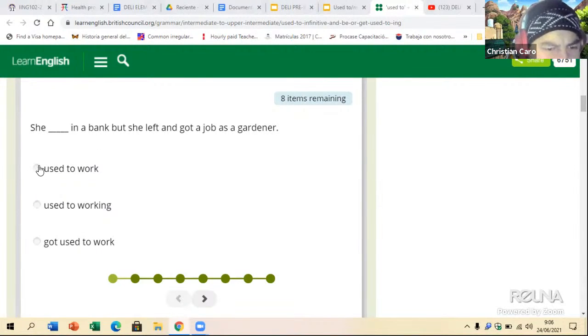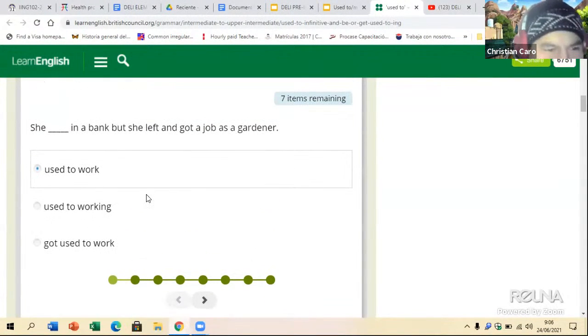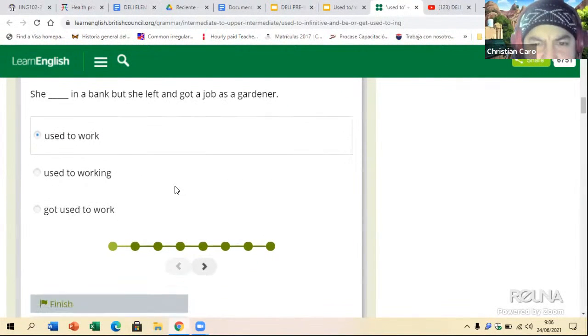Okie dokie. I guess this is going to show the right choice immediately. I know at the end, yeah, we're going to double check at the end. She used to work in a bank. Sounds good anyway. All right, the next.